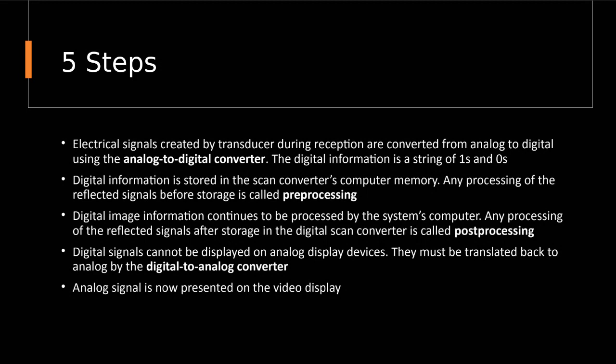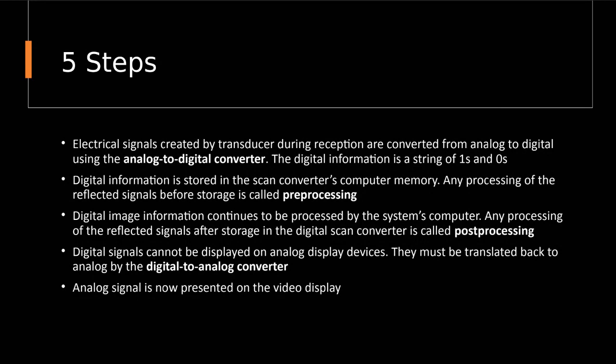So this is right before you freeze your picture. Anything before that is called pre-processing. Anything after that is going to fall into the post-processing world. Now there are 2 different types of post-processing, and we'll get there as well. So all of that digital information, all of those reflected sound waves, right before it's saved in that scan converter's computer memory is called pre-processing. The digital information is going to continue to be processed by that system's computer, and any processing of the reflected signals after it's been stored is called post-processing.